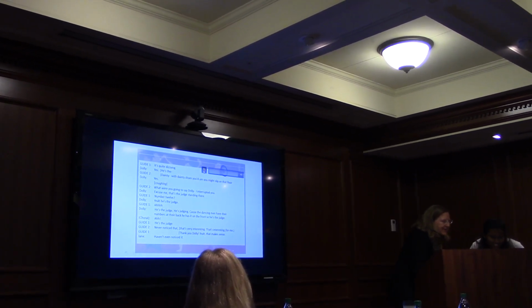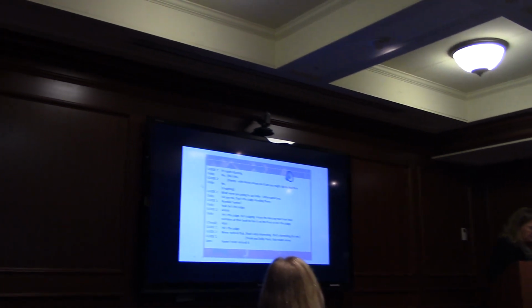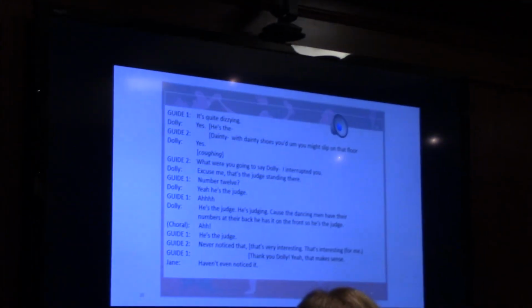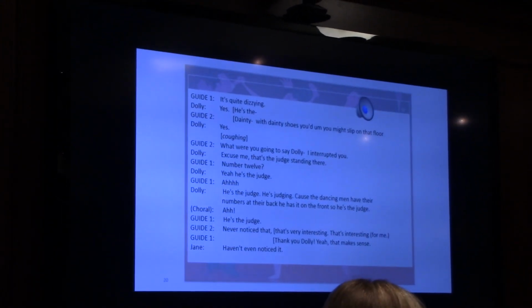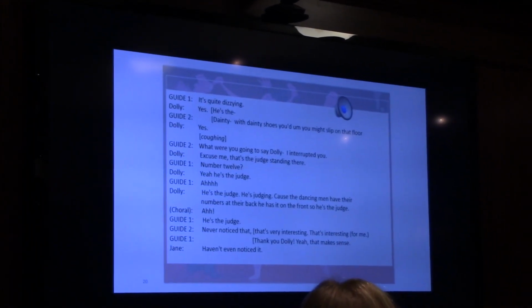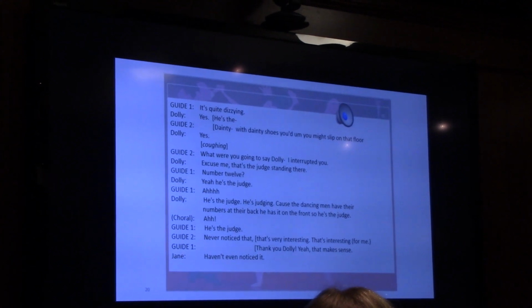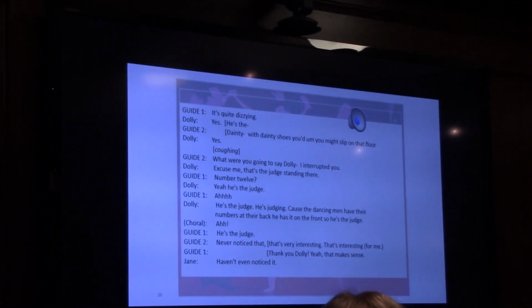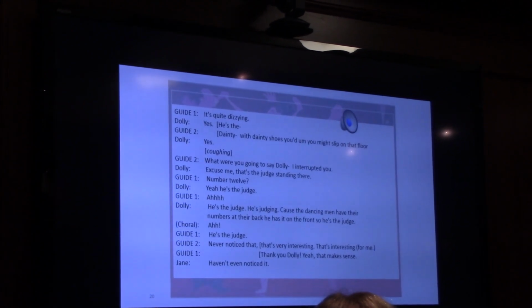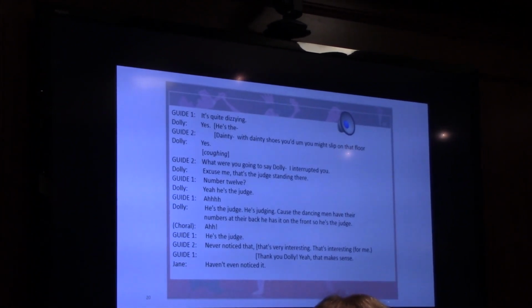There, thank you. What about this floor with all these lines every which way? These polished floorboards. It's got everything in there. It's quite dizzy. Yes. You think it's with dainty shoes you might slip on that floor.